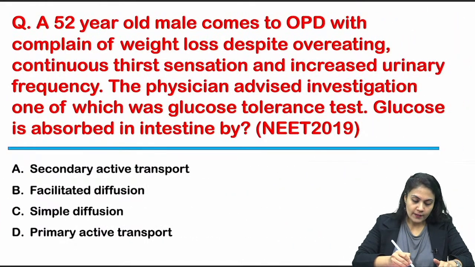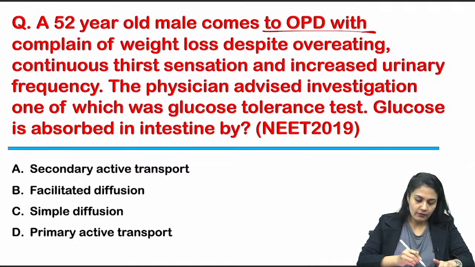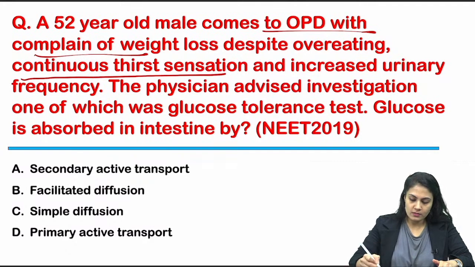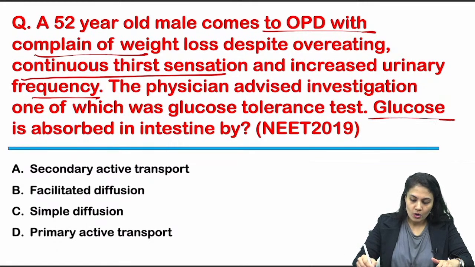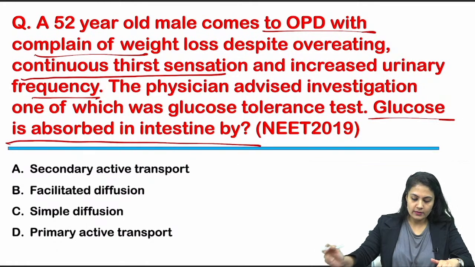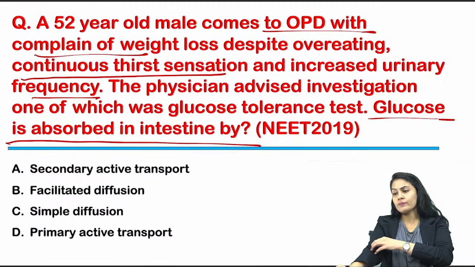Okay, a 52-year-old male comes to OPD with complaint of weight loss despite overeating, continuous thirst sensations, increased urinary frequency. Physician advises investigation. Which one of the following? Okay, glucose is absorbed in the intestine by... It's a very easy question.